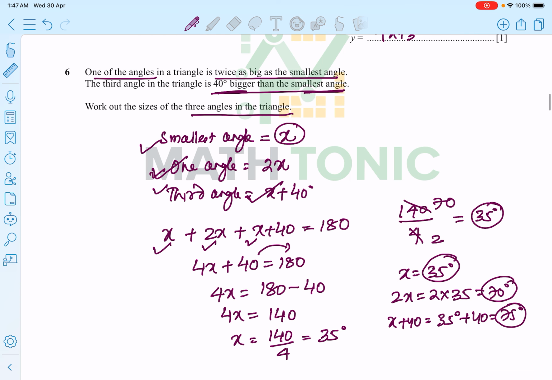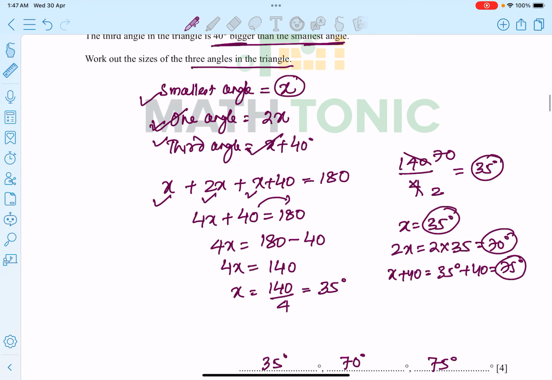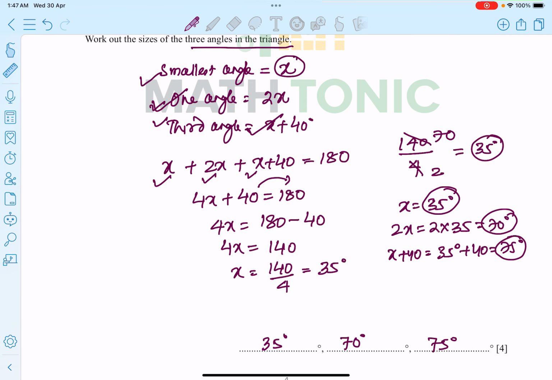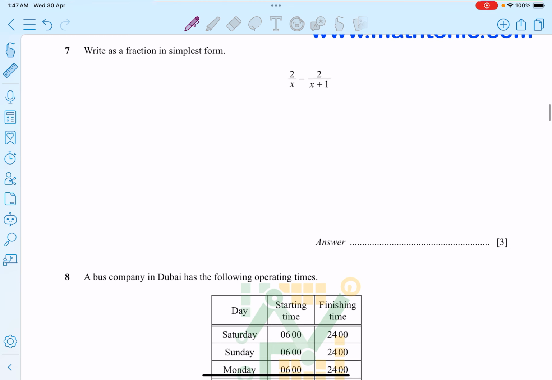Got it, everyone? Right? So you can pause the video, you can just watch it, and you can understand the concept of what we are applying here. See, questions will be very easy, but because it is non-calculator, you have to be careful when you find the values. Okay, next question. Write as a fraction in the simplest form.